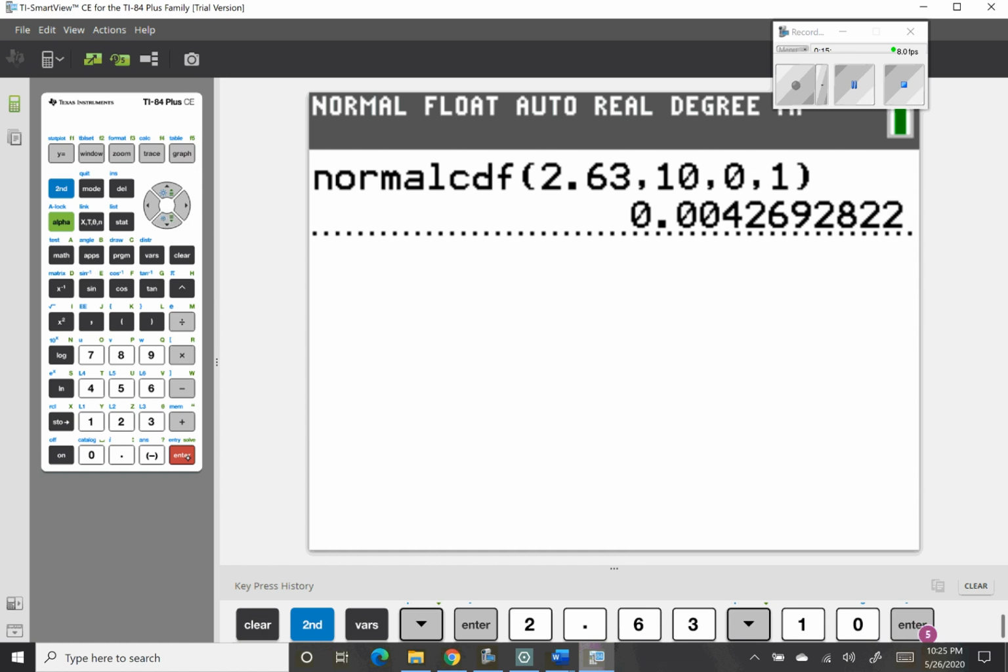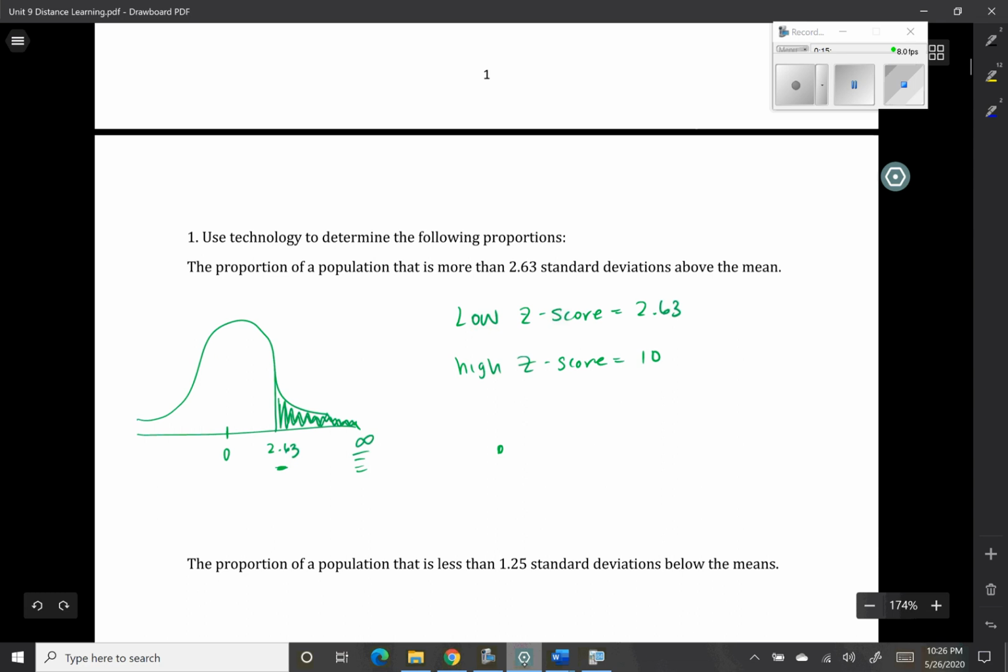So we can say 0.0043. So our proportion of data that falls above 2.63 standard deviations above the mean is that. We can even transfer this to a percent and say 0.43% of data will be above 2.63 standard deviations. That's what we're finding.